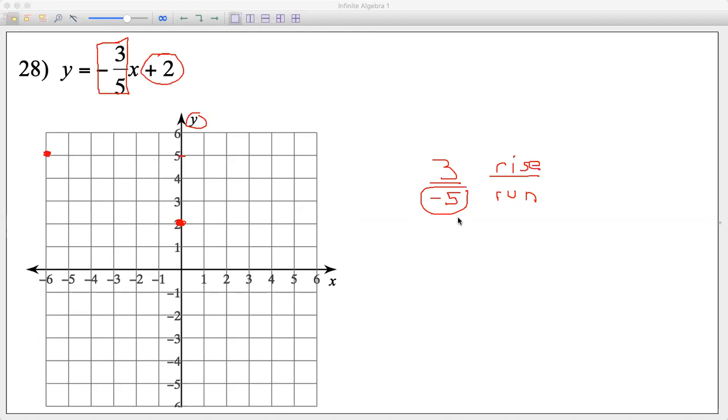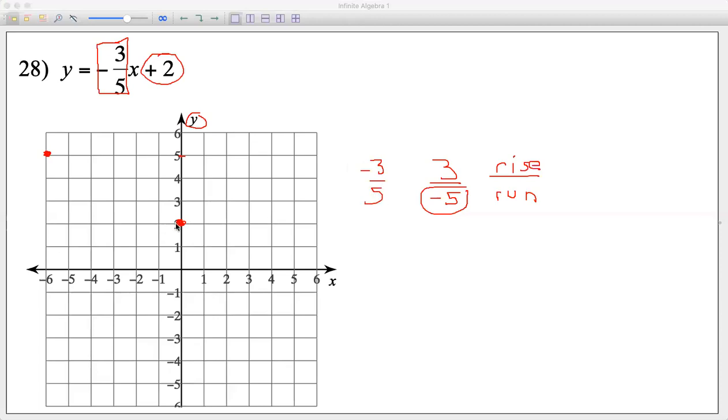Are you okay with 3 over -5? From our original y-intercept, which was +2, I rise 3, but my run is not going to -5, we're going over 5 squares or 5 tick marks. If we wanted to go in the opposite direction, the opposite of 3 is -3, and the opposite of 5 is +5, so we would have a -3 over a +5.